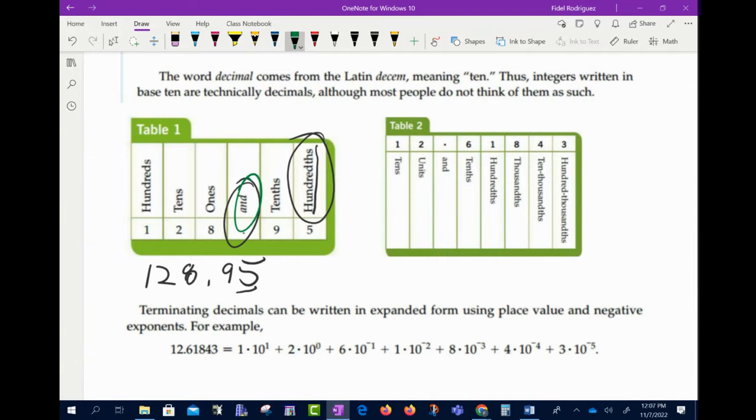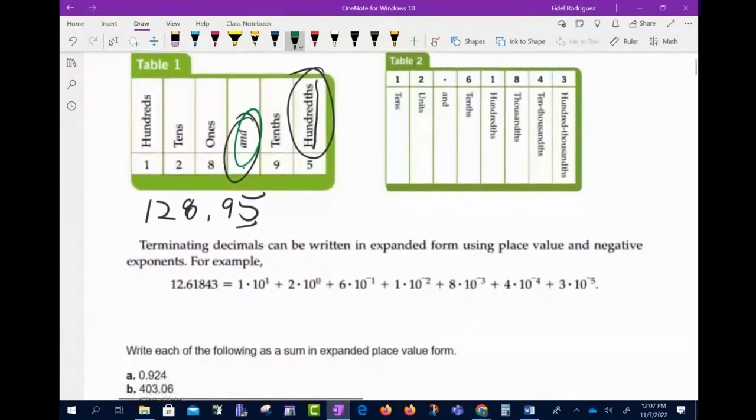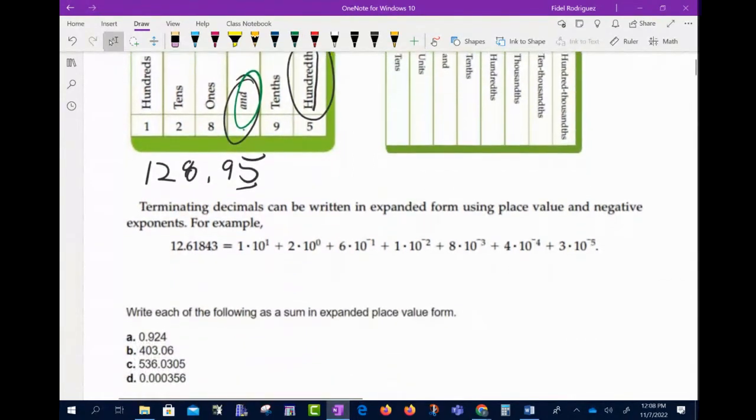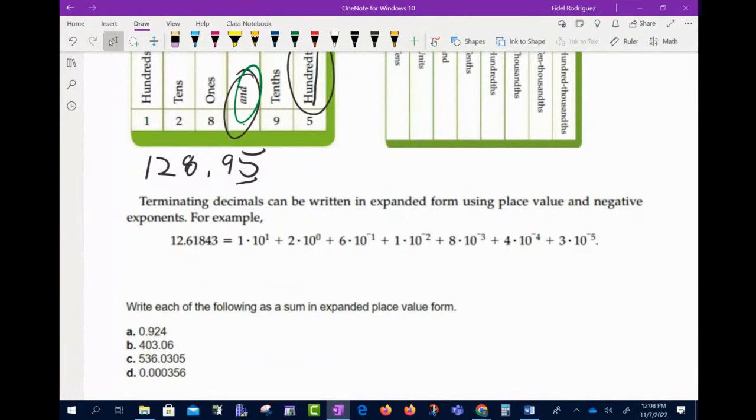So let's see. It says terminating decimals can be written in an expanded form using place value and negative exponents. So for example, look at the number that I have right here, 12.61843. Okay, so the 1 is in the tens position. That's why it's 10 to the first. The 2 is in the ones position. That's why it's 10 to the 0. The 6 is in the tenths position. Okay, the tenths position, y'all, is 10 to the power negative 1. Okay, the 1 is in the hundredths position. Hundredths is 10 to the power negative 2. And we kind of keep playing that little game all the way down the list, okay?